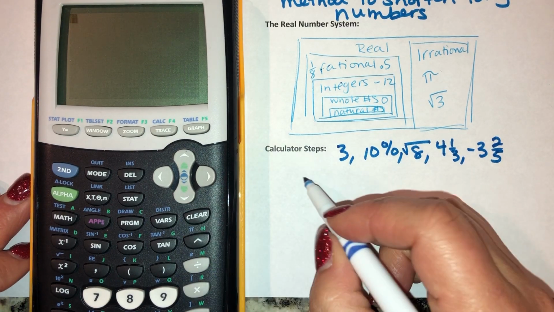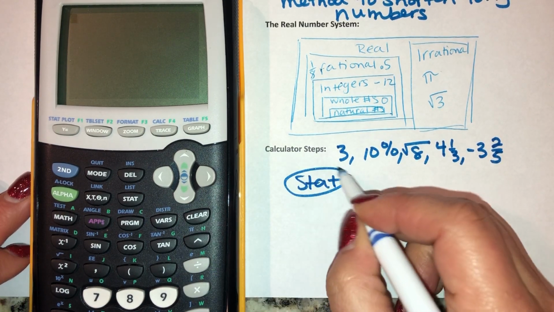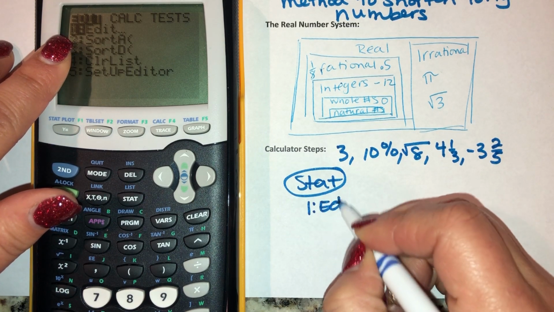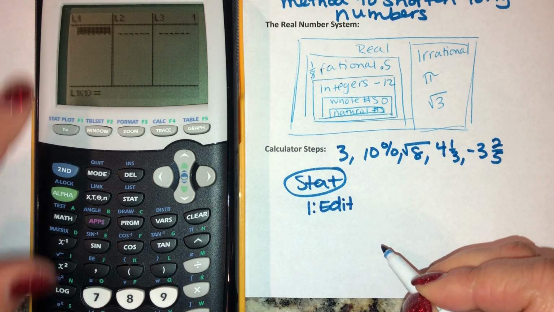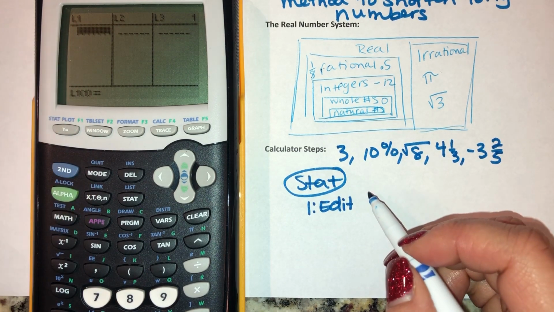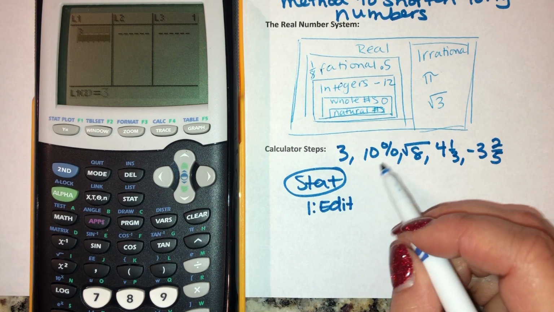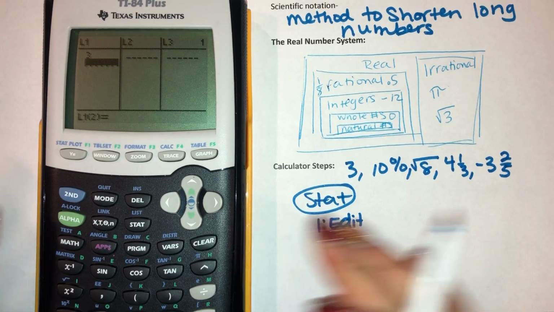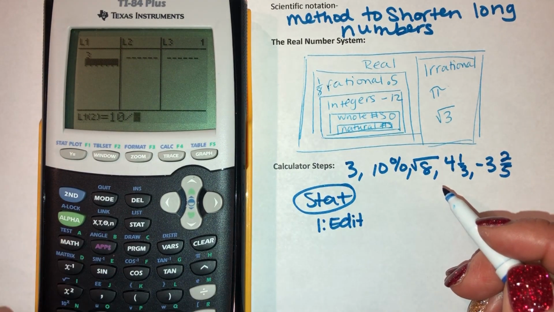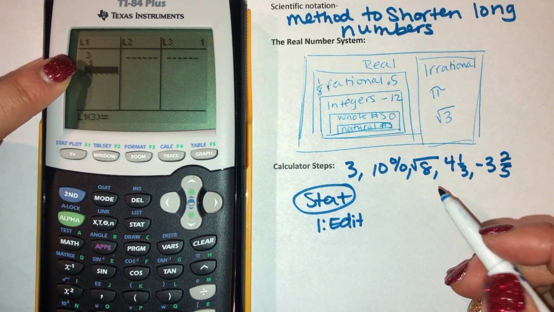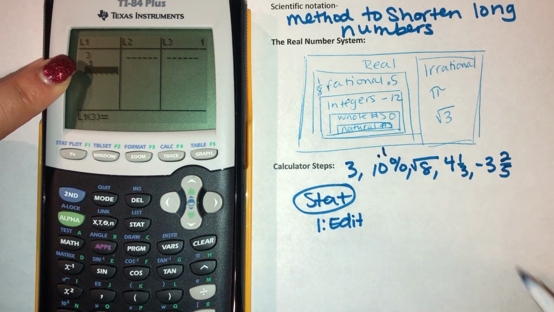To do that, you hit stat, and then you're going to go to 1, which is edit, and you're going to put all of your numbers in list 1 because you're going to sort this list. So you would hit 3, enter. When you have a percentage, that's a fraction out of 100. So you'd hit 10 divided by 100 to get that fraction, enter, and it converts it to a decimal. So this changes to 0.1. The 3 didn't change, it stayed as 3.